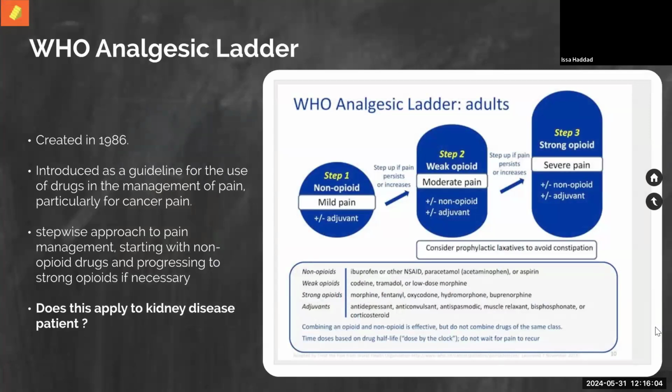So I think lastly, this is the WHO analgesic ladder. Actually, this was created back in 1986, and initially it was created as a guideline for the use of drugs in the management of pain, and that was for the general population and specifically for cancer pain. They extrapolated this ladder for non-cancer patients, but the question becomes, can we apply this ladder, which has 3 steps. Step 1 starts with non-opioids that we're going to talk about, or the adjuvants, which we're also going to talk about, then weak opioids, and then strong opioids. So we're going to see how at the end of this lecture, this will adjust to fit our patients with kidney disease.